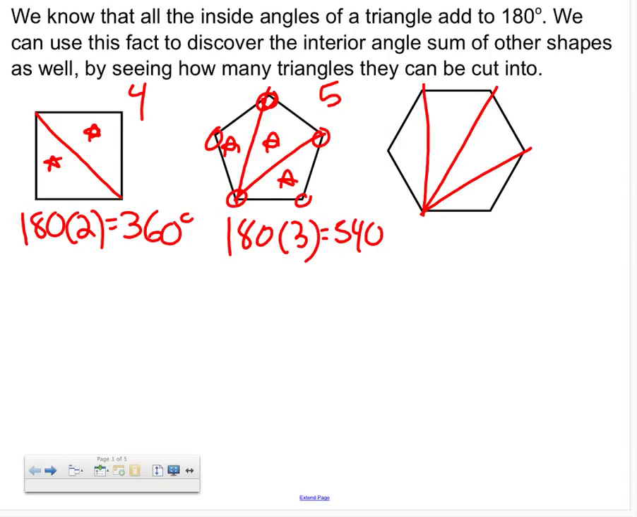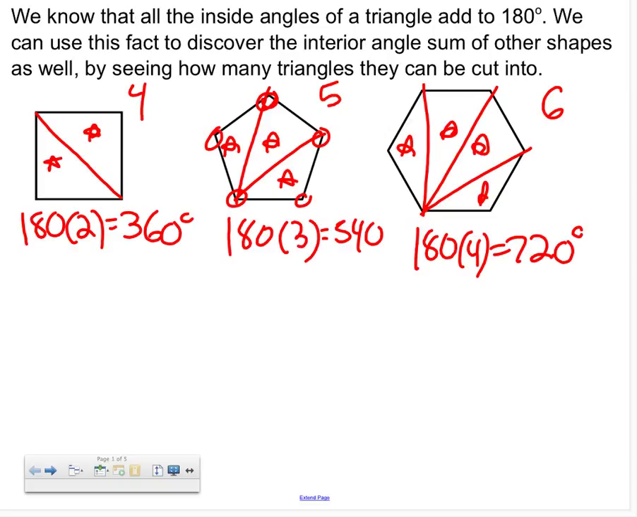So in this case, we're always going to end up with 1, 2, 3, 4. So a 6-sided shape gives me 4 triangles. So the angle sum is 180 degrees for each triangle times 4 triangles, which is going to be 720 degrees. Again, it's for any type of hexagon.